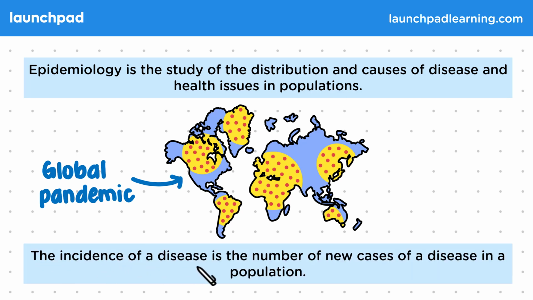The incidence of a disease is the number of new cases of a disease in a population. You should be able to translate disease incidence information between graphical and numerical forms and draw and interpret tables and graphs. So what sort of charts and graphs are used by scientists to represent this data?